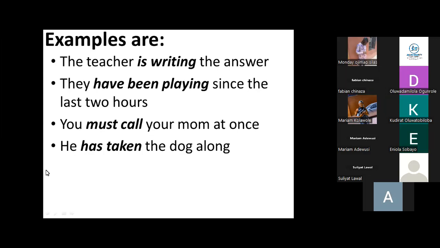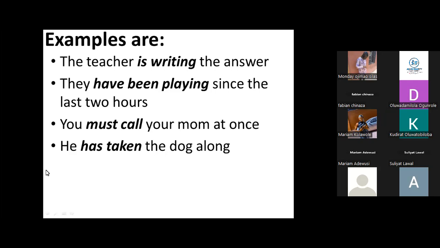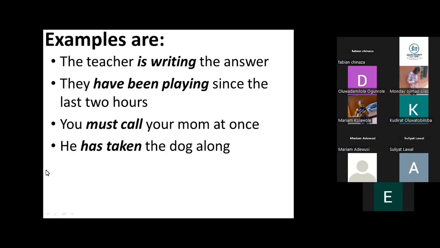So remember that a verb phrase is when you bring an auxiliary verb and a main verb together in a sentence to be used. And the third one is you must call your mom at once. There we have a modal auxiliary verb and a main verb in the bare infinitive form. And the last one is he has taken the dog along.